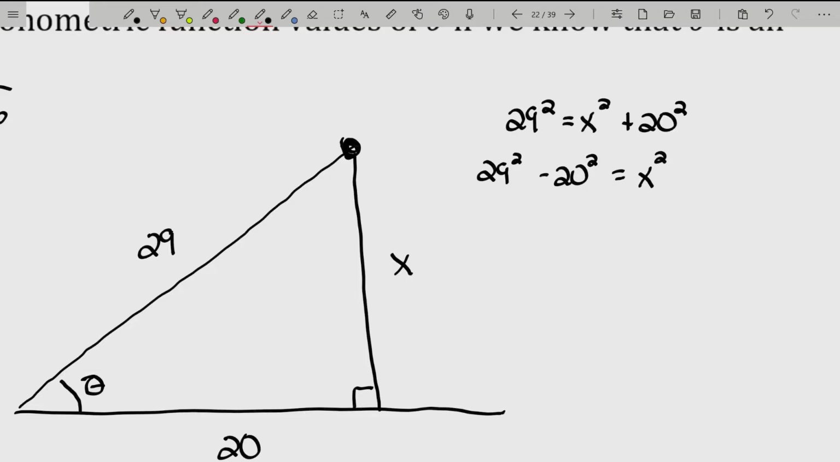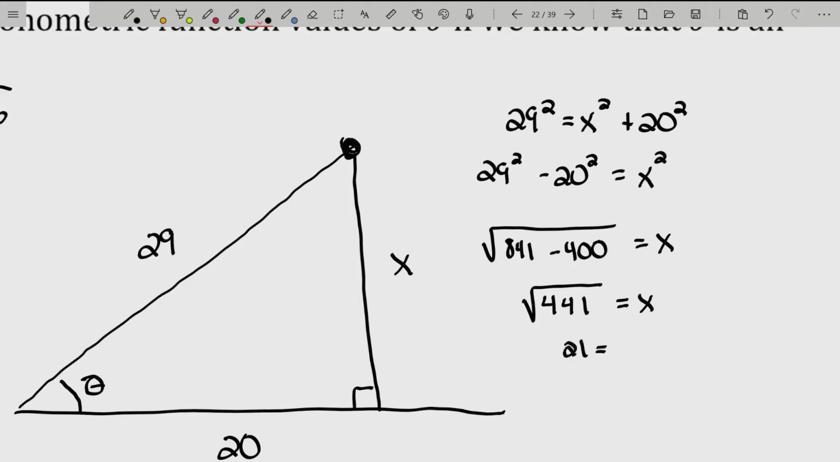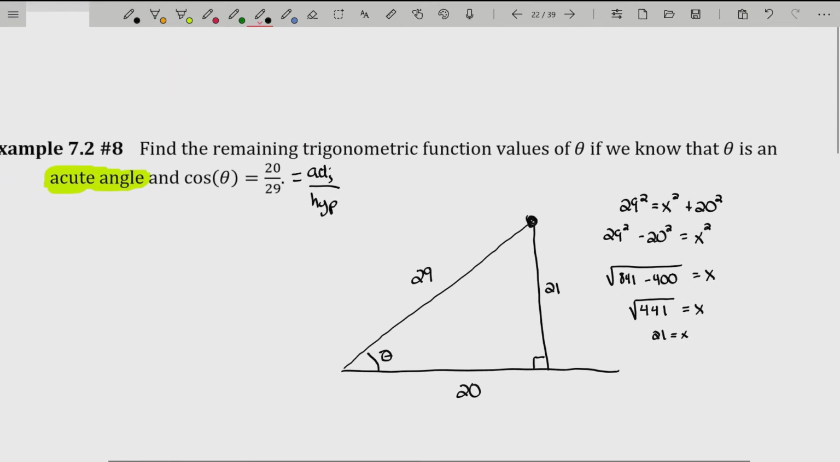Not a lot of people are going to remember what 29 squared is. And in fact, I don't either. But 29 squared is 841. This is 400. That's 20 squared. And 841 minus 400 is 441. You might have to grab a calculator for that, but I happen to know that the square root is 21. So I know that x is 21. Filled that in, and now we're ready to go.